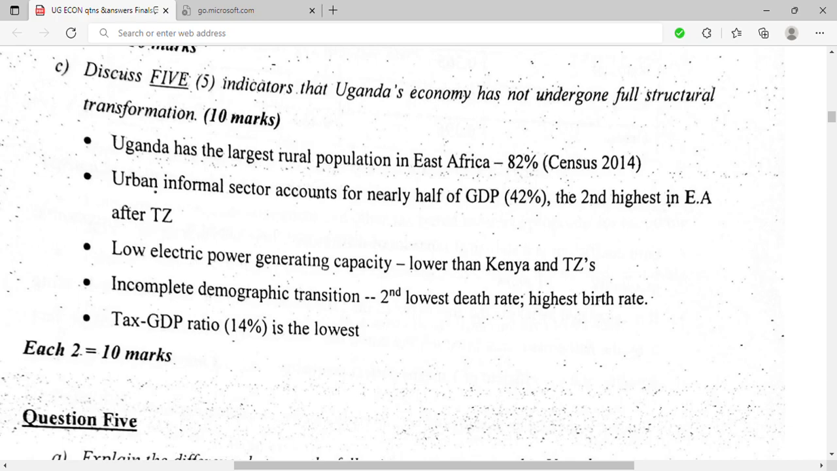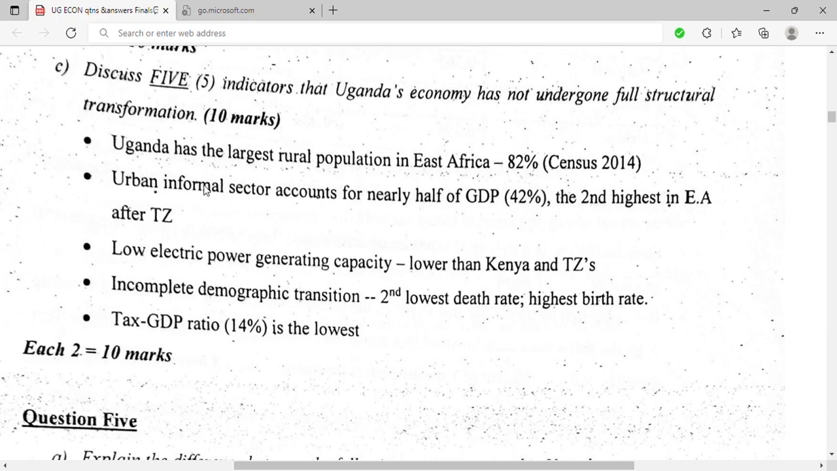So the indicators, they are 5. First is that Uganda has the largest rural population in East Africa, whereby 82% live in the villages, according to the 2014 census that was carried out. So we are at the service sector level, the same level as America, because for them they're a service sector and it's worth it. But us, we are at the service sector level, but most people are still in the villages, which shows that we had partial structural transformation.